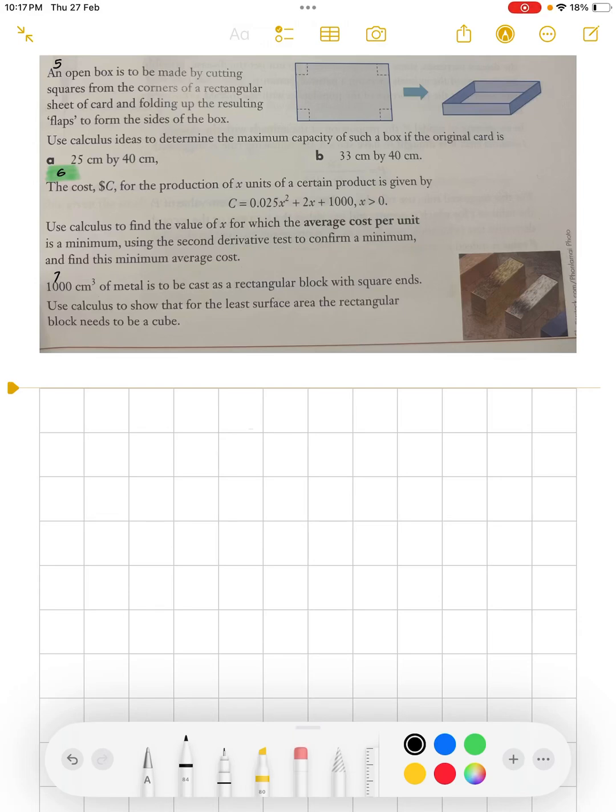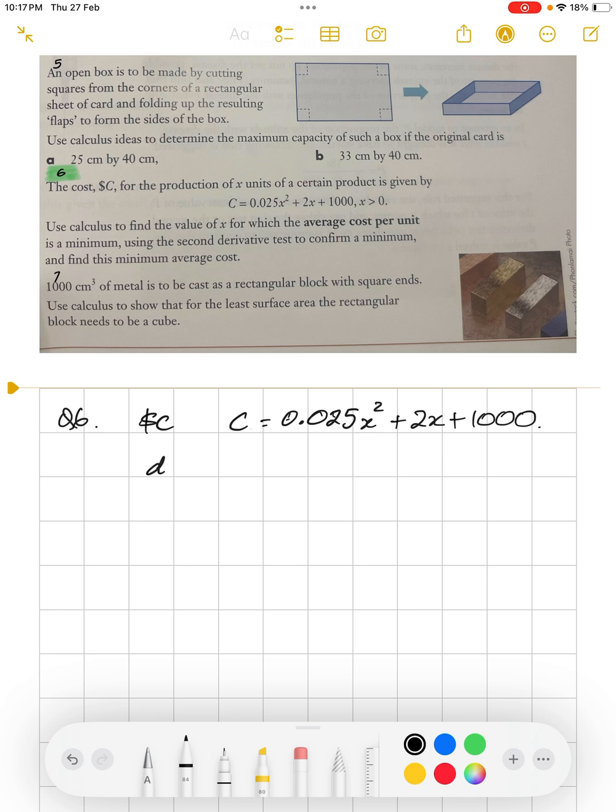I'm going to be looking at question 6. The cost for production of x units of a certain product is given by 0.025x squared plus 2x plus 1000. Use calculus to find the value of x for which the average cost per unit is a minimum, use the second derivative to test to confirm a minimum, and find this minimum average cost.